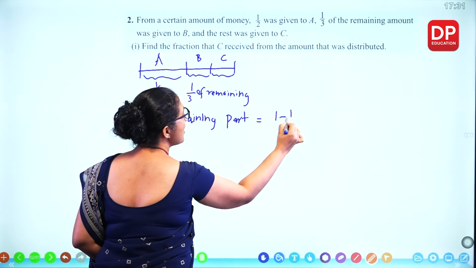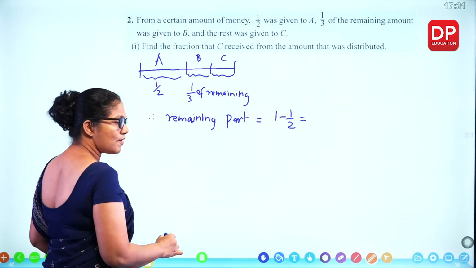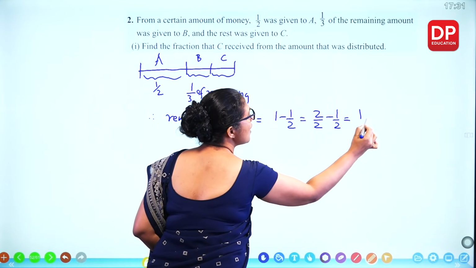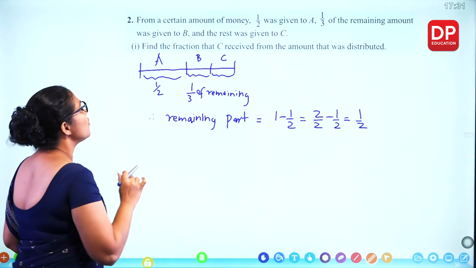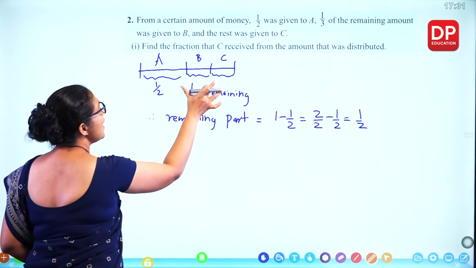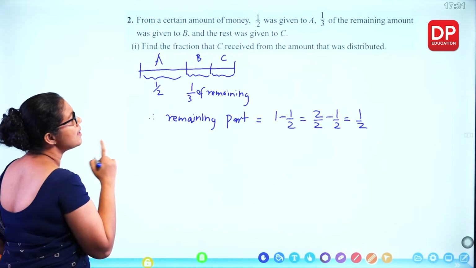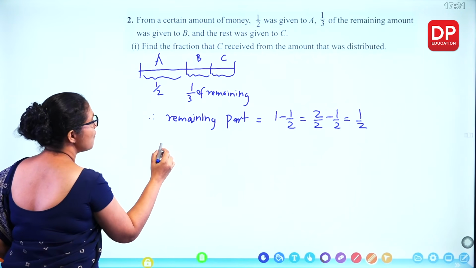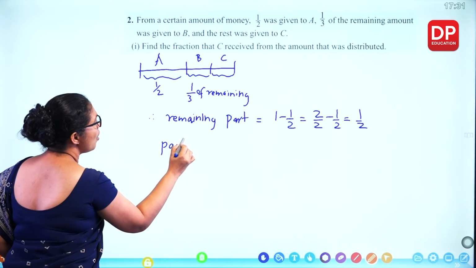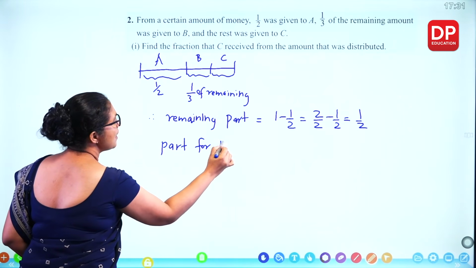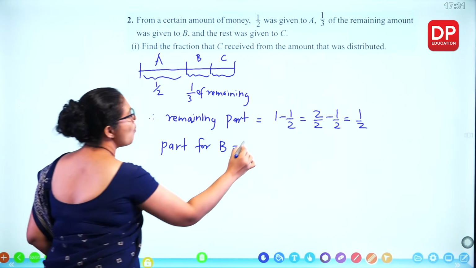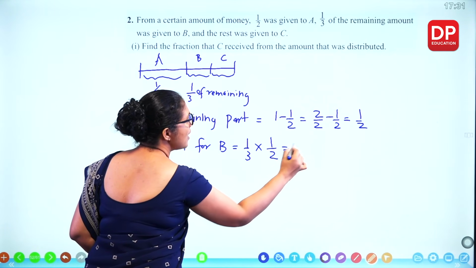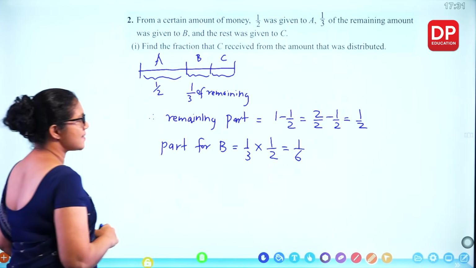The remaining part is 1 minus half. Again, you can convert 1 to 2/2. So 2 minus 1 is half. So this is half. Then out of the remaining half, 1/3 for B. So you can find out the part for B. So what's that? 1/3 of half. So when you multiply, you get 1/6.